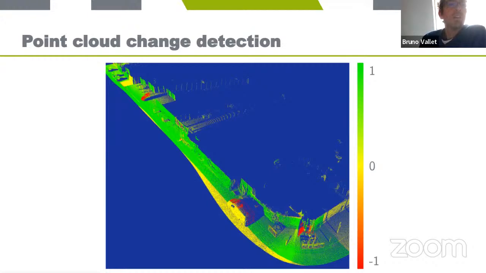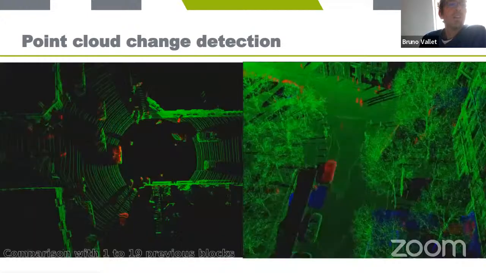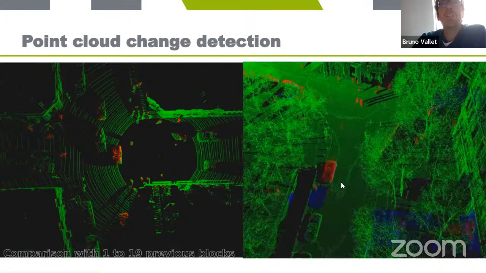This is a value of this methodology. On the left, a dynamic LiDAR scan, and on the right, another static LiDAR scan. You see, for instance, here for a car, red means that the car has arrived, but blue simply means that these points were not seen in the first acquisition. So probably in the first acquisition, there was a car here hiding these points.